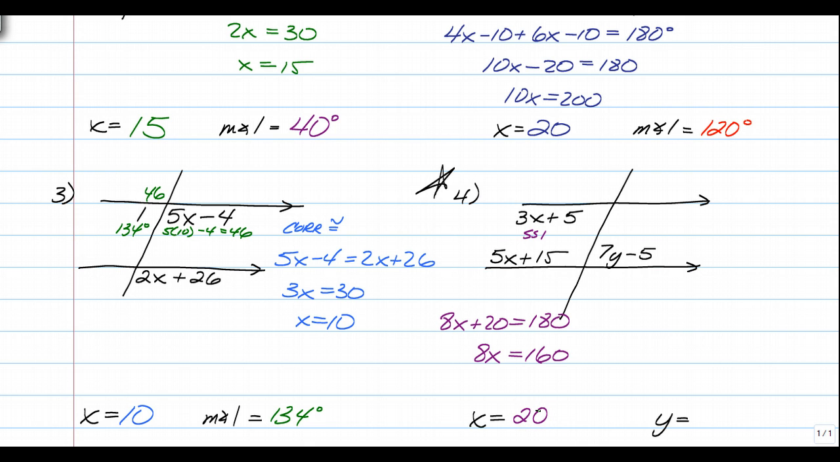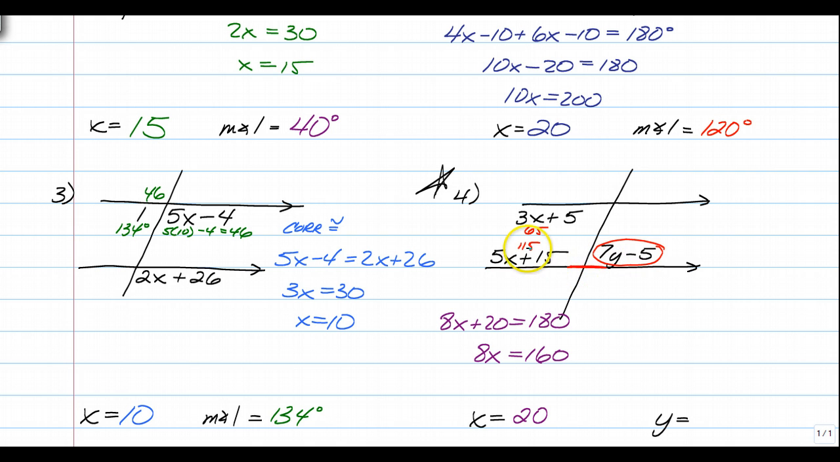So we started out just like we did number 1, 2, and 3 by finding x. The next thing we're going to have to do is substitute x back in. So once we do that, we can substitute it in here, and we can get 65, or we can substitute it in here and get 115. It doesn't matter. But what you need to do is find the value of this angle. So what is 7y minus 5 going to be equal to? Either way you want to do it is fine with me.